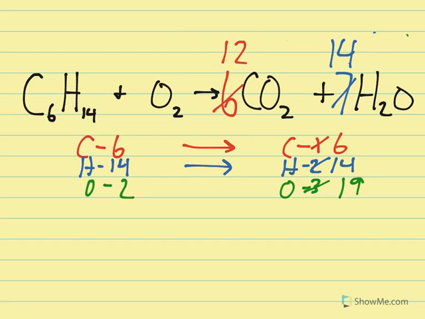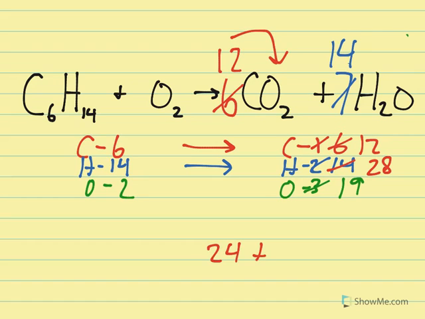So let's go through and count our elements again. 12 carbons, 14 groups of 2 hydrogens, so that's 14 times 2 is 28. Let's get us some little space here and we'll count the oxygens. Oops, I didn't mean to erase my 12. 12 groups of 2 oxygens is 24 oxygens, plus 14 more oxygens, so that's a total of 38 oxygens.